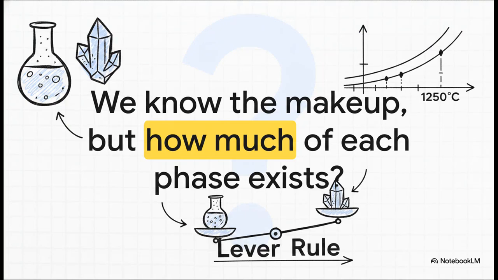All right, we've mapped the borders, we know exactly what phases are present, and we've found their chemical compositions using the tie line. But there's one final piece to this engineering puzzle. Sure, we know the liquid is 31.5% nickel and the solid is 42.5% nickel, but what are the actual mass fractions? At 1250 degrees Celsius, is our alloy mostly liquid or is it mostly solid? To figure this out, we have to use a mathematical concept called the lever rule.